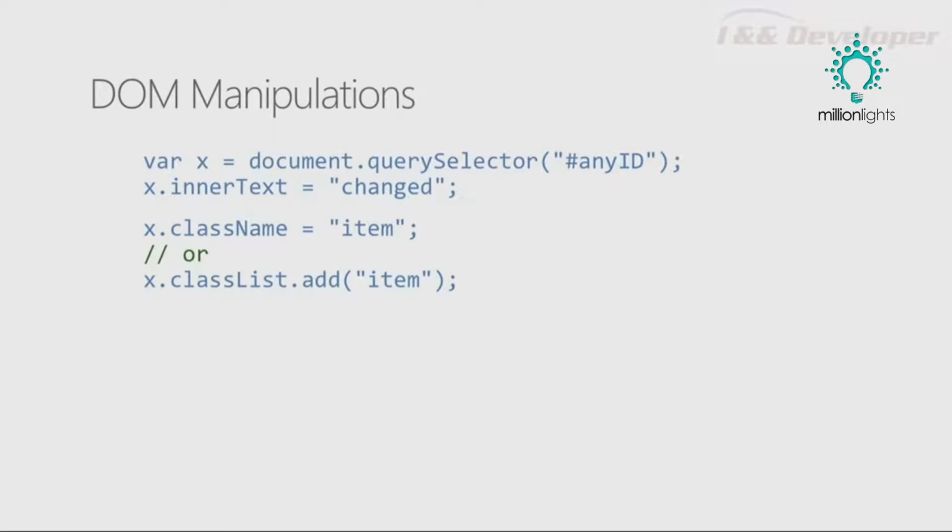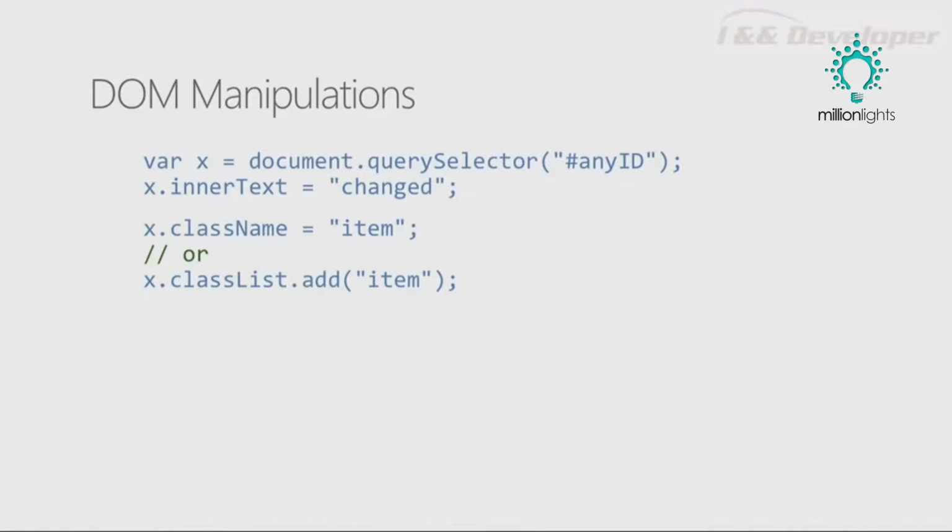We've declared a variable called x. It's going to equal the response of calling our query selector with an ID. The ID in this example is just any ID that happens to have that name. One way that you can manipulate something is by calling the inner text. So a classic example of that would be if the ID was on a div or a span or something with some simple text in it, we could change what that inner text is. And in this example, we just said, hey, let's change the inner text to changed.